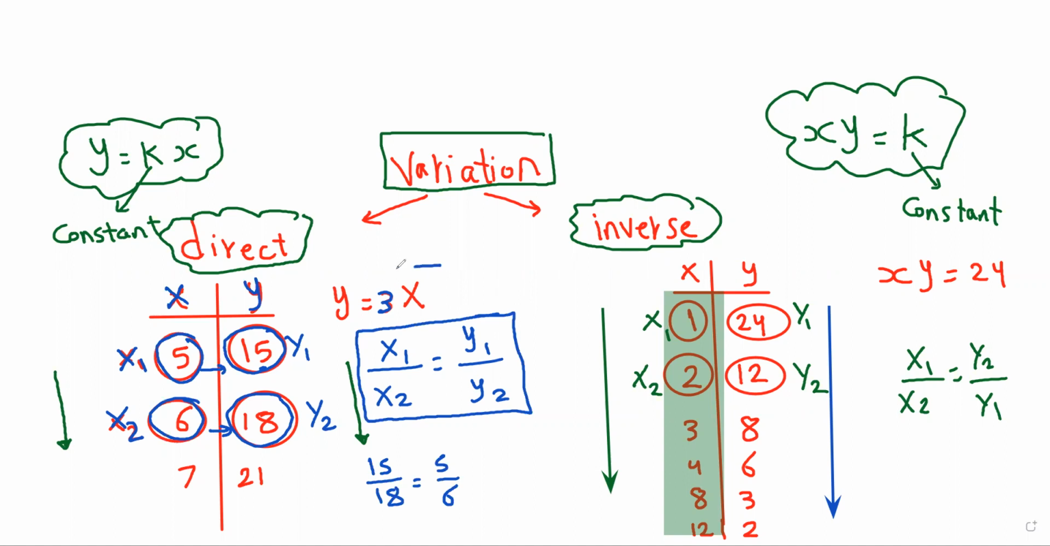And as I said, in this example y equals 3x. So we can say that y equals kx. What is k? K is a constant.